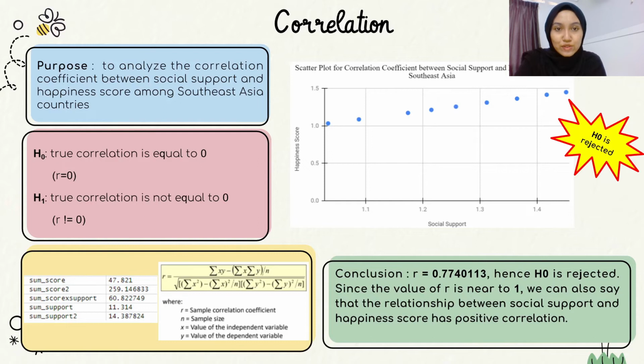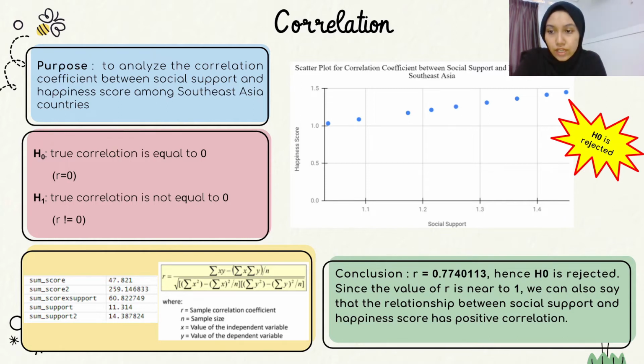Now we're on to our second test, which is correlation, and the purpose of this test is to analyze the correlation coefficient between social support and happiness score among Southeast Asian countries. Our null hypothesis is true correlation is equal to 0, and our alternative hypothesis is true correlation is not equal to 0. As you can see from this slide, this is a screenshot of our R output.